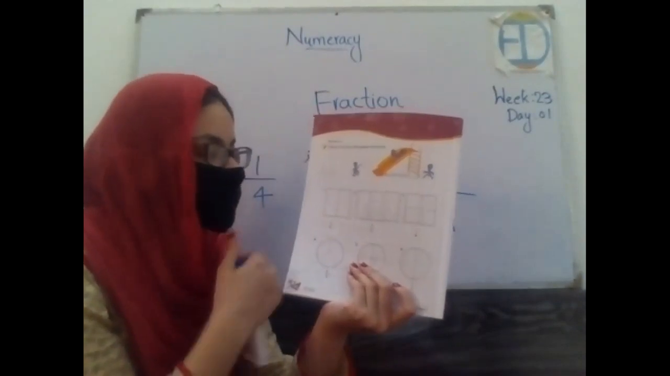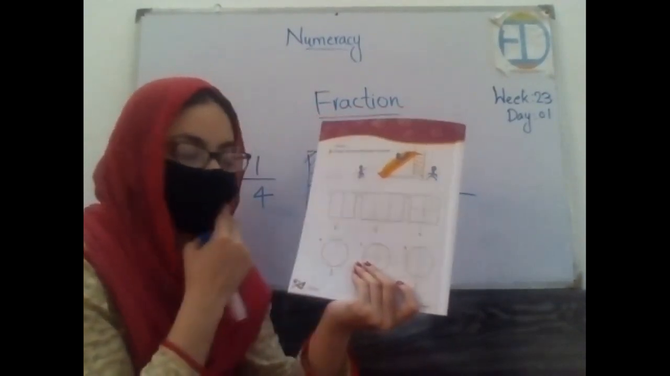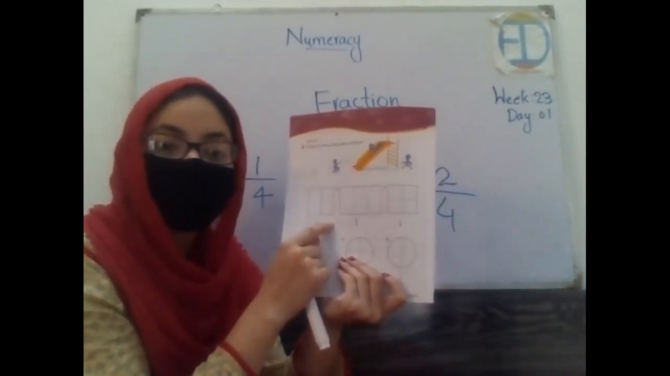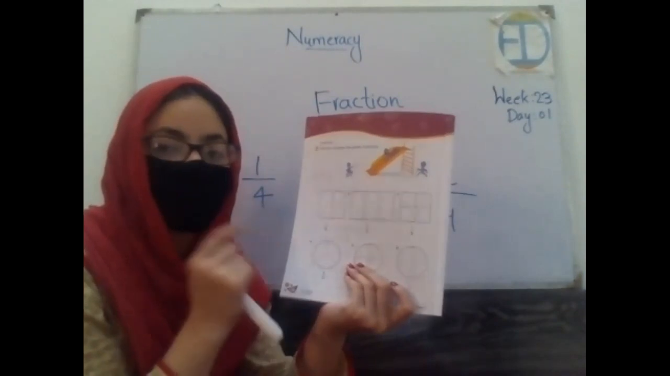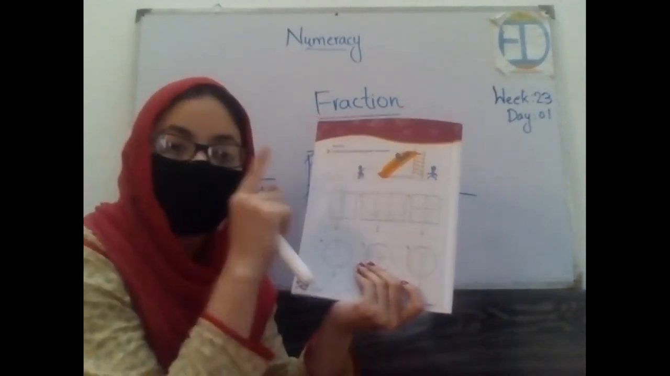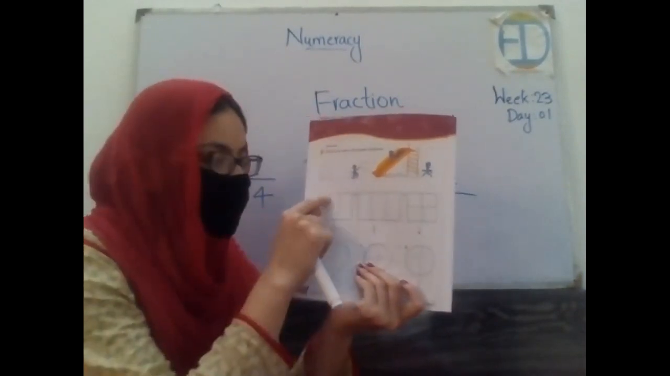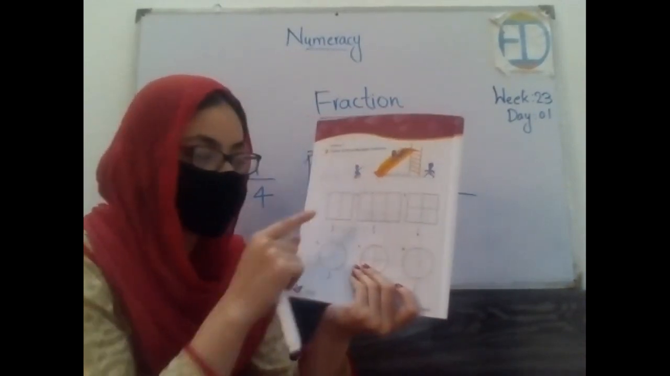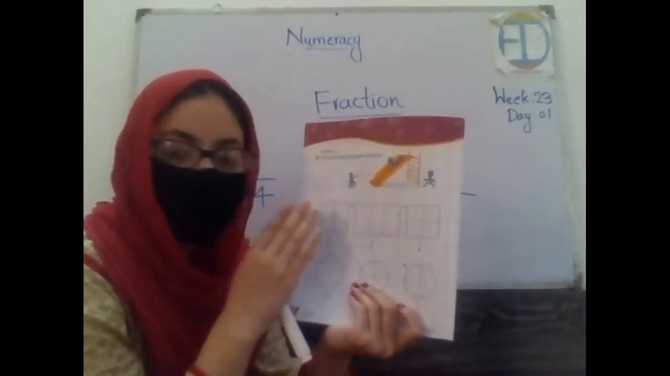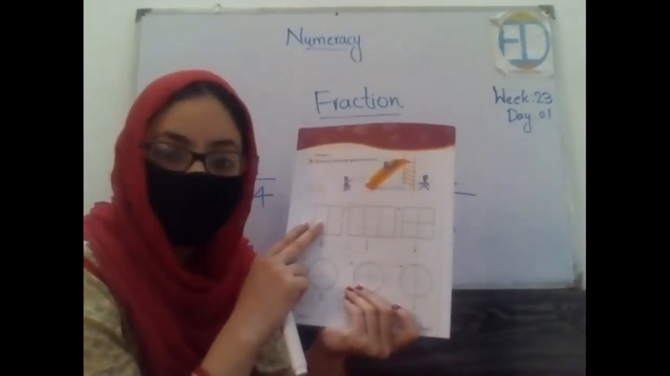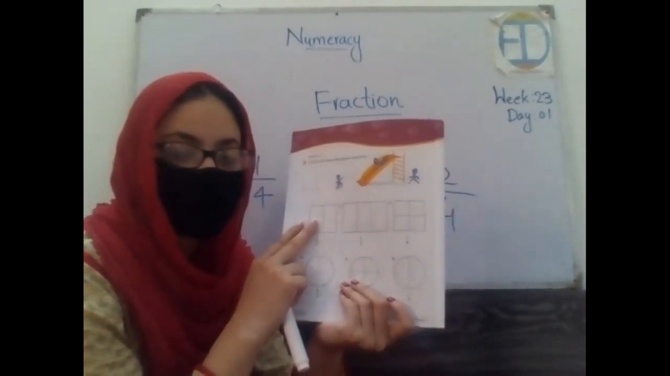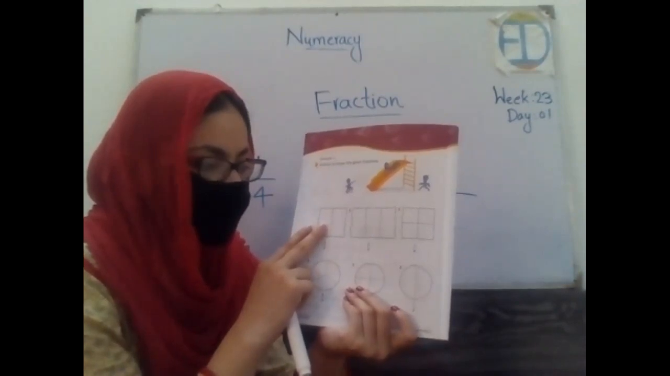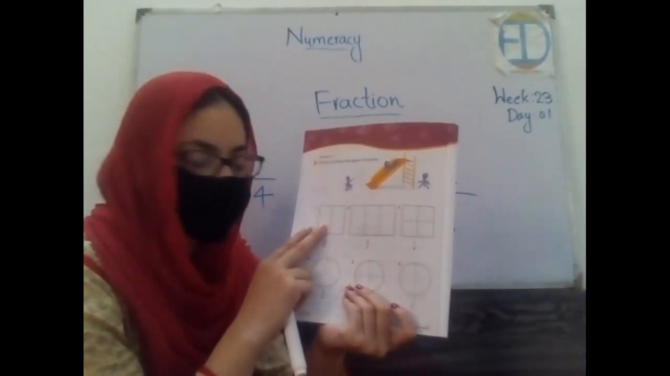Okay, so let's start this. The first fraction is 1/2. So the numerator part basically tells us how many of them should be shaded. So if it is 1/2, this means that you are supposed to color only 1 out of 2. So color only 1 part. It's a rectangle, and in that you are supposed to color only 1 out of it. Got it? So color it, please. Let me know when you are done.